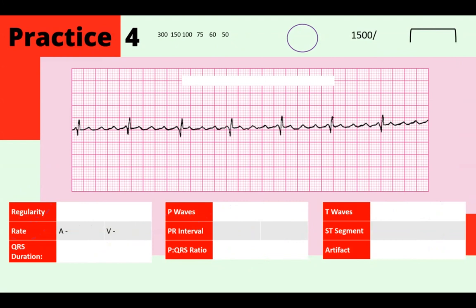All right, here's our 4th practice rhythm. If we go through these steps again, is it regular? At first glance, yes, I think it's regular. I think this looks great. It looks like a metronome. I can always double check my work.